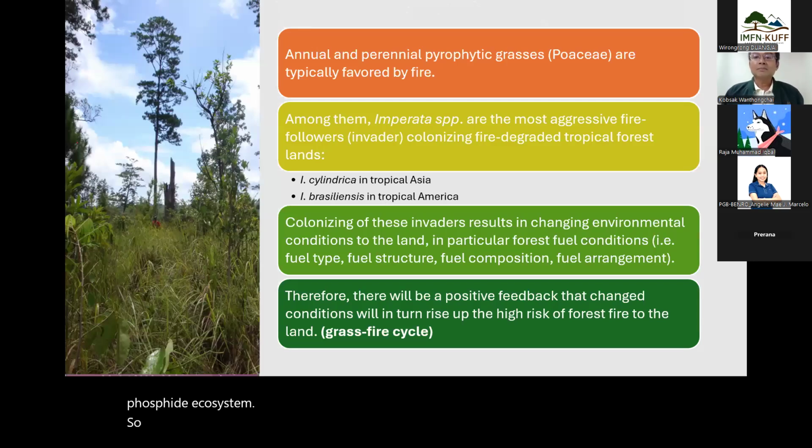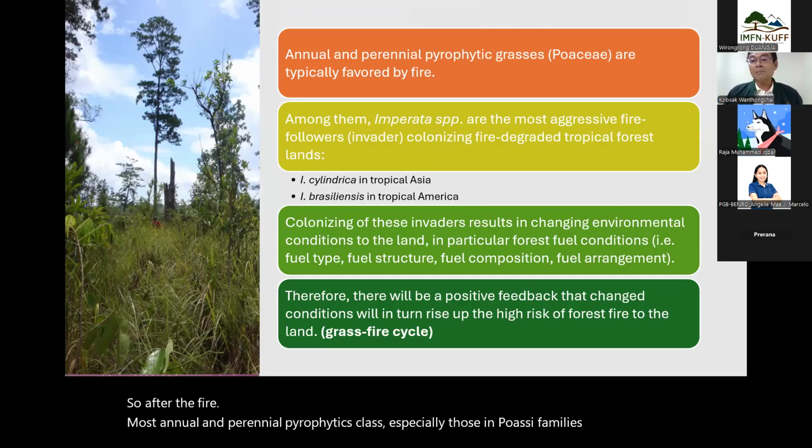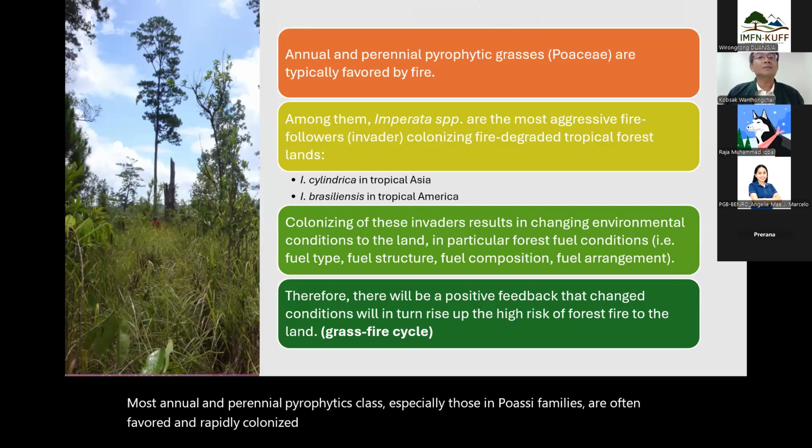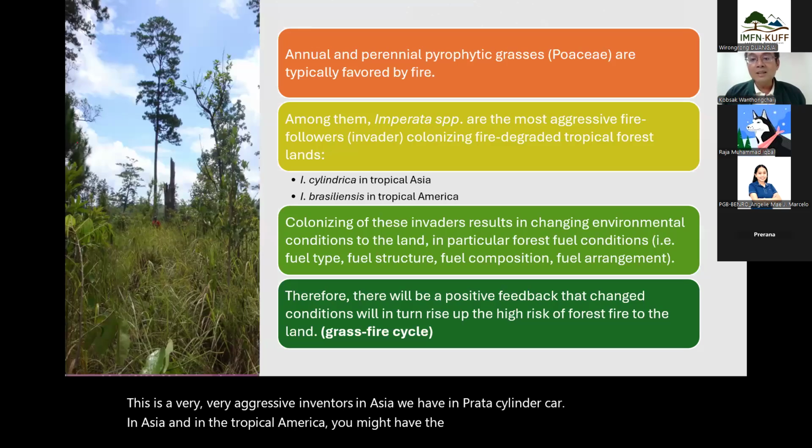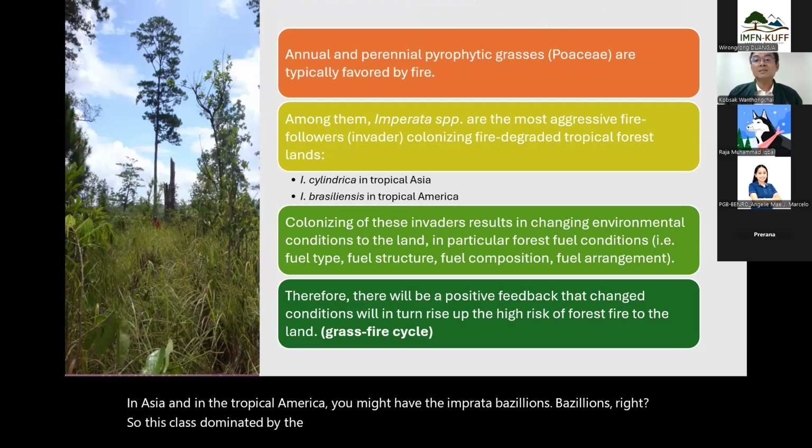After the fire, most annual and perennial pyrophytic grasses, especially those in the Poaceae family, are often favored and rapidly recolonize the burned area. Among them, you might know the Imperata species. This is a very aggressive invader. In Asia, we have Imperata cylindrica, and in tropical America, you might have Imperata brasiliensis, right? These grasses dominate the fire-degraded tropical forest.